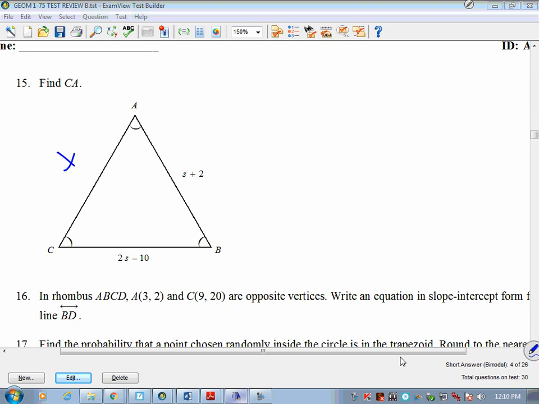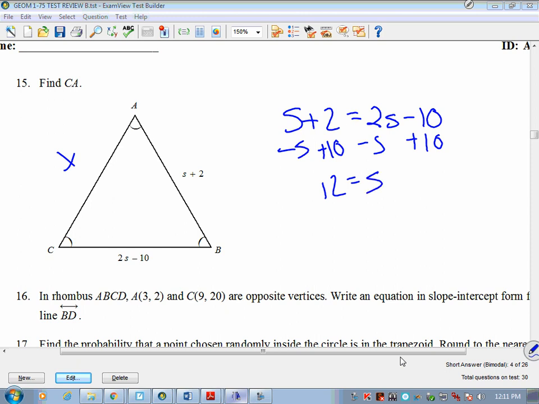You guys have had this question on a test before, so it should be, what is it? I'm hearing everybody talk at once. Set them equal to each other. S plus 2 equals 2S minus 10. Okay, subtract S, add 10. We get 12 equals S, right?